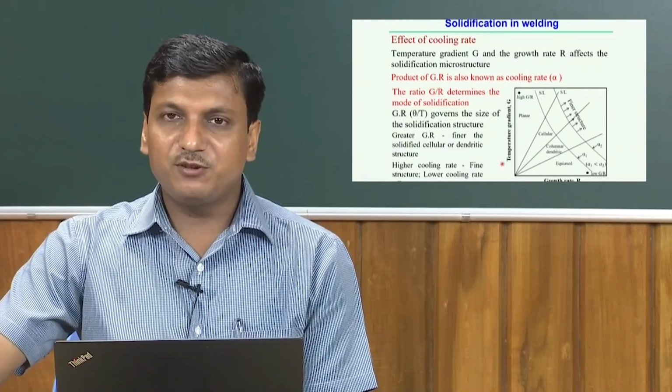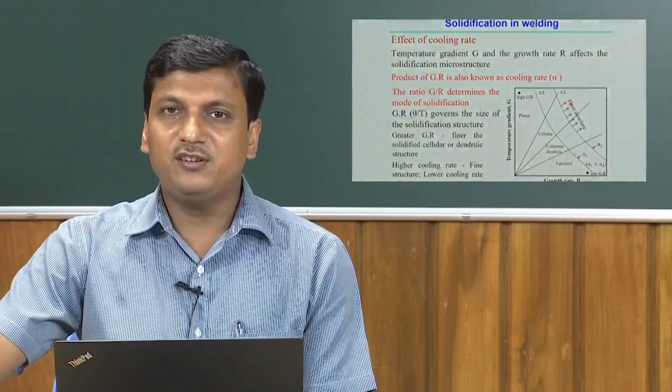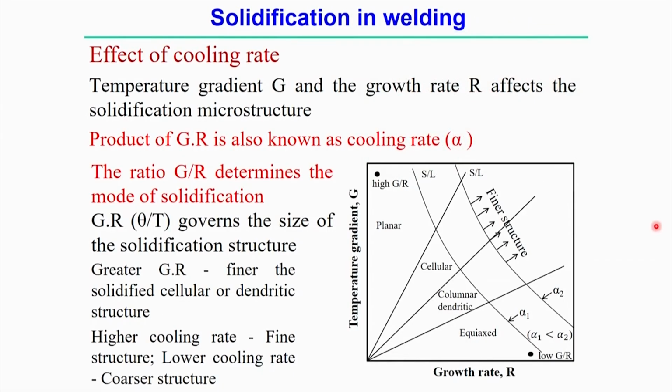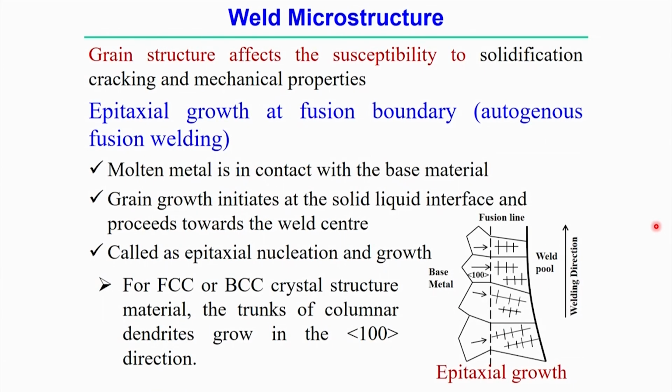So, from this figure we can explain also quantitatively whether it is a fine structure or a coarse structure, and at the same time what the solidification mode is, or what the solidified structure is, whether it is planar, columnar, dendritic, or equiaxed. All this kind of information we can get by analysis of this kind of figure. Now, after solidification mode, we will look into the discussion on the weld microstructure.